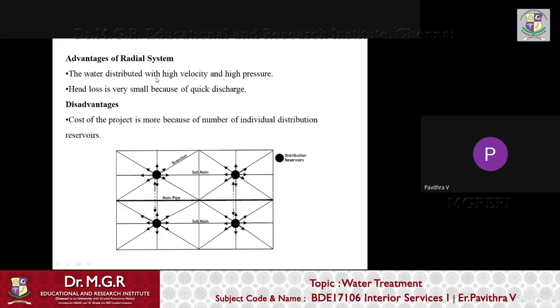The water is distributed with a high velocity and high pressure. Head loss is very small because of the quick discharge, and the cost of the project is more because of the number of individual distribution reservoirs.